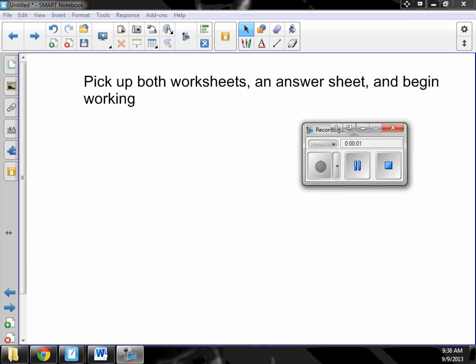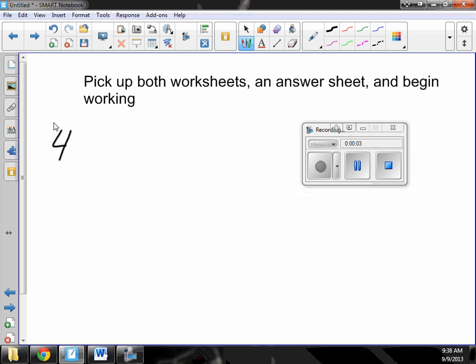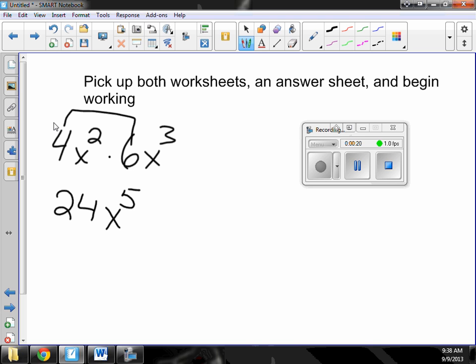A couple exponent rules. If I had 4x squared times 6x to the third, what is the simplified version of that? So 24, which is just 4 times 6, x to the fifth. Why is it x to the fifth? I'm just counting the total number of x's. I have x times x, and I'm going to multiply that by x times x times x, which gives me a total of 5. But what if I had 4x squared to the third?